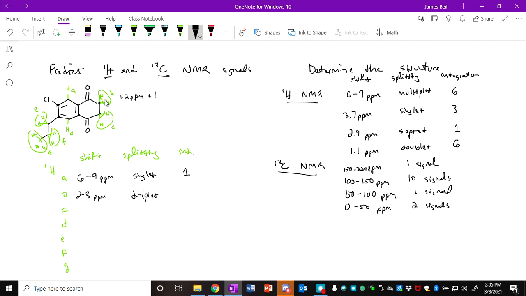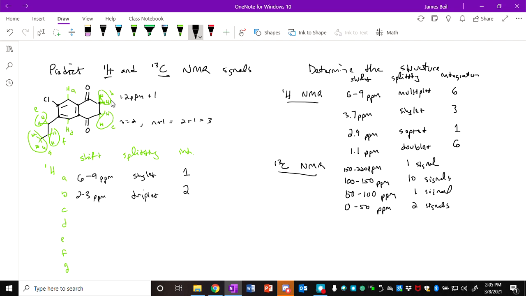That would be a triplet. Those 2 would be split by C. So because there's 2 hydrogens of this type, and we have an N+1 rule, that's where we get a triplet from. And that would integrate to 2 because there's 2 hydrogens of that type.